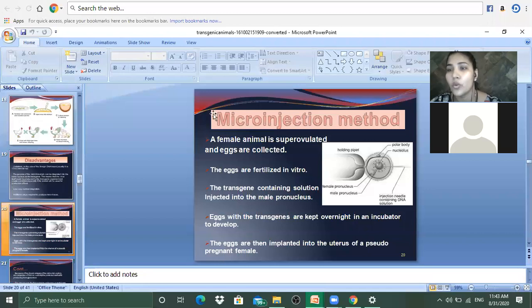The only thing we are doing over here is inserting the transgene with the help of a micro needle into the male pronucleus. So we are making sure that your transgene will be integrated within the fertilized egg itself. Somewhere in the fertilized egg, the gene will be integrated.